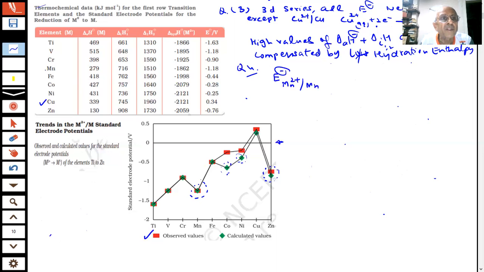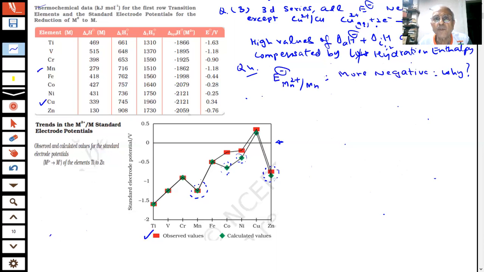Where is manganese here? What is the value? Because it is more negative. Why? Now question. Okay, you have 30 seconds. How will you search for the answer? Sir, because manganese 2 plus has a half filled d subshell. That's why. Okay, let me see. Now that we have started searching for the answer, how do we go about it?